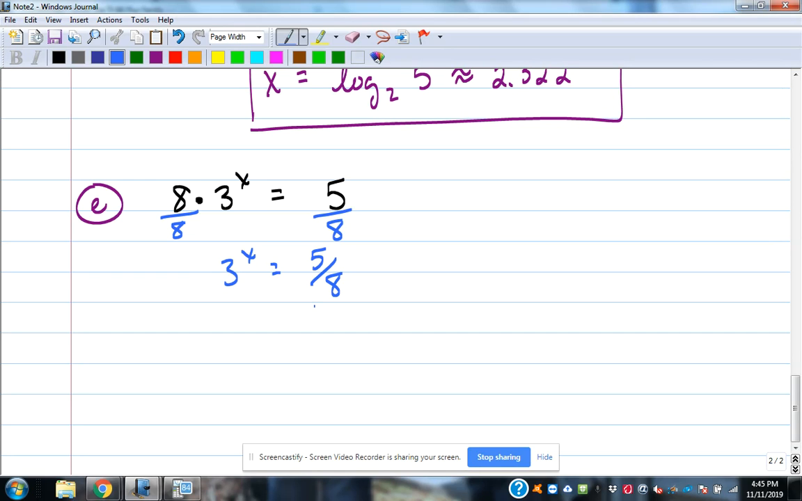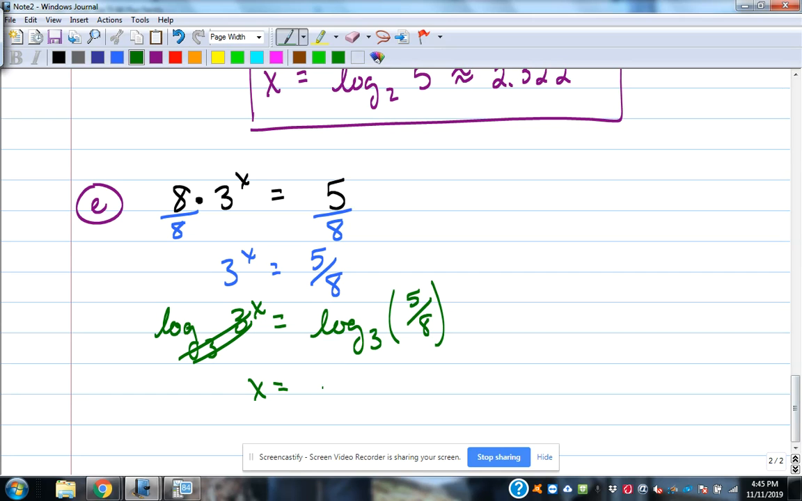So I'm thinking, okay, I got to get rid of this 3. So I'm going to use a log base what? Log base 3. And whatever I do to one side of the problem, I got to do to the other side. So I'm taking the log base 3 of both sides of the equation, and they're canceling out. And there's x. And then log base 3 of 5/8. We can get the decimal approximation for that.